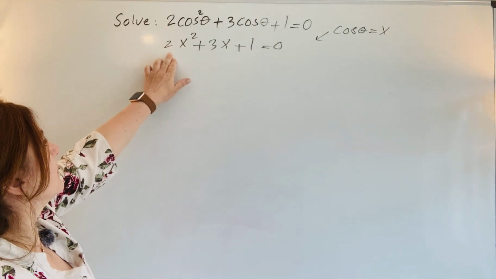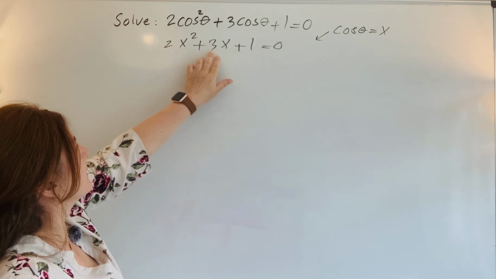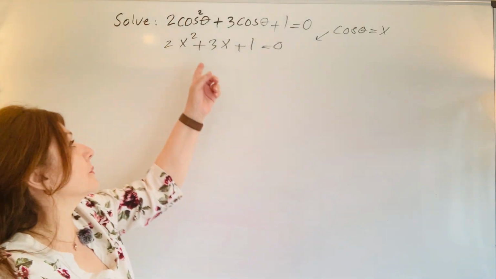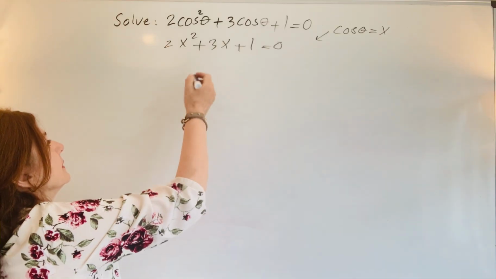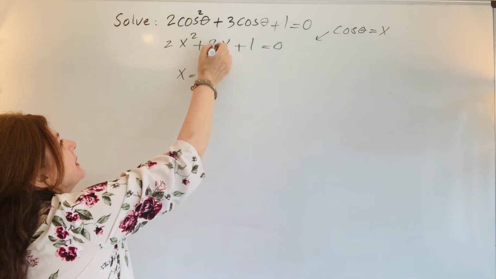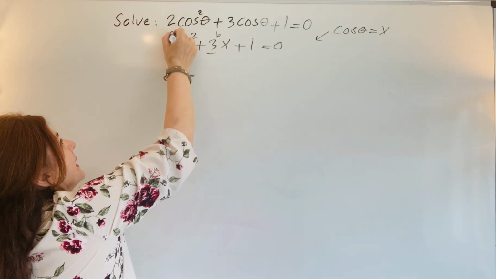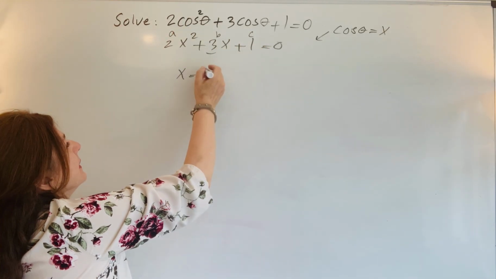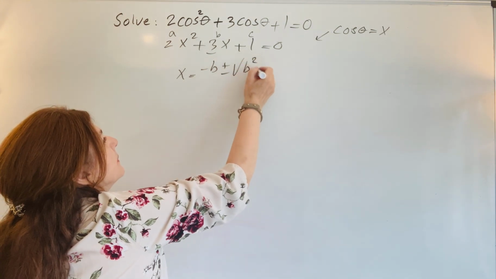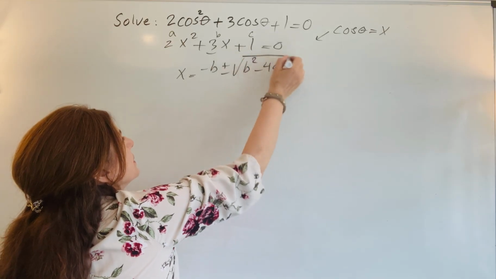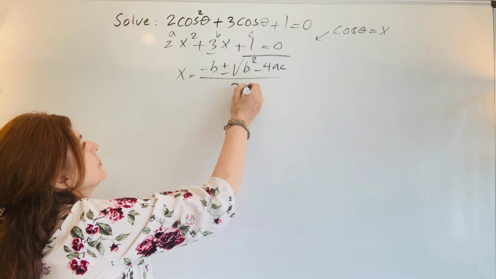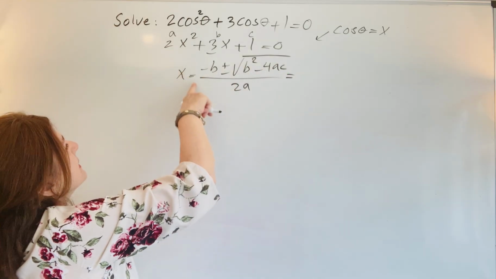With a leading coefficient of 2 and these numbers, it's not easy to factor. The easiest way is to use the formula: x equals, this is b, this is a, this is c, negative b plus or minus the square root of b squared minus 4ac, all over 2a. This is the general formula for a quadratic equation.